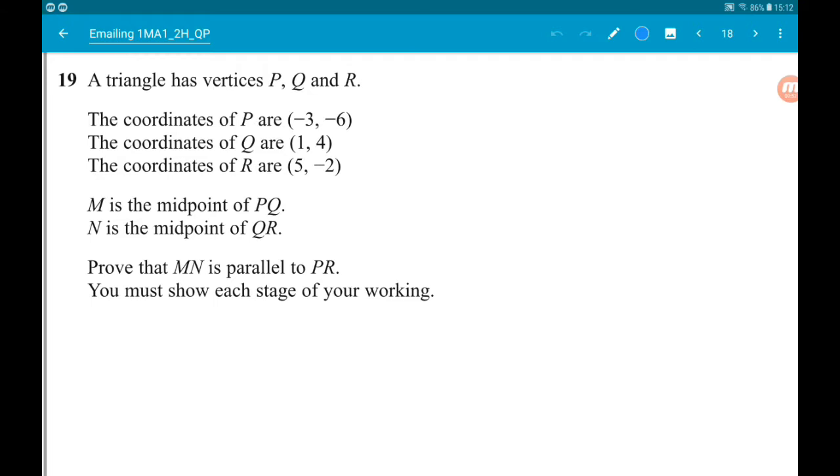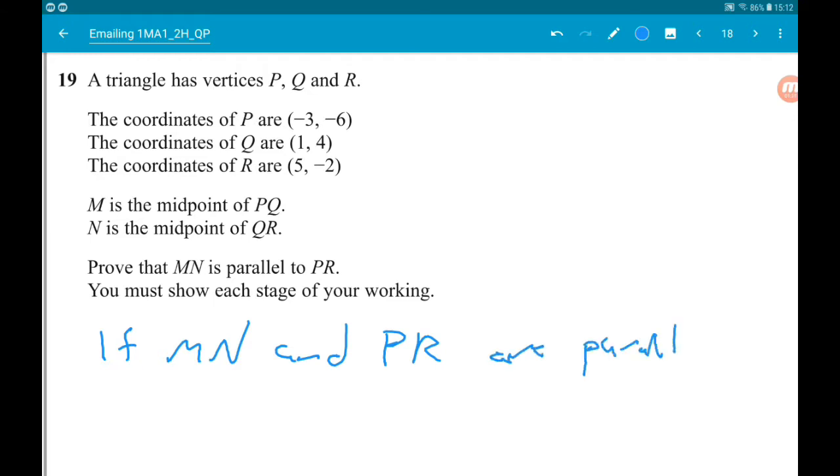Okay, so if MN and PR are parallel, then they have the same gradient.